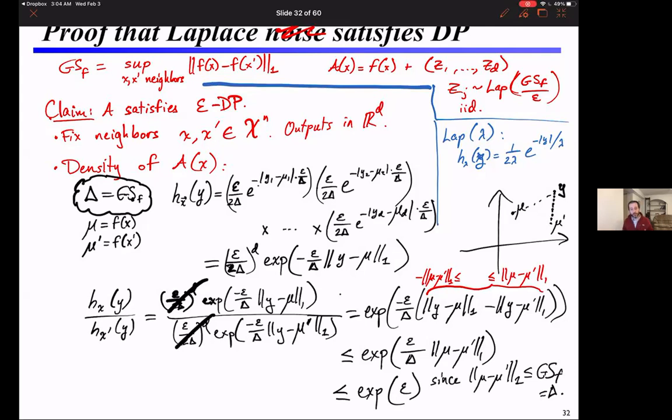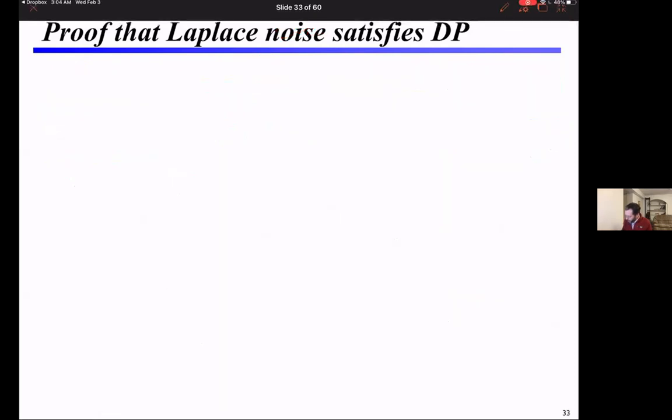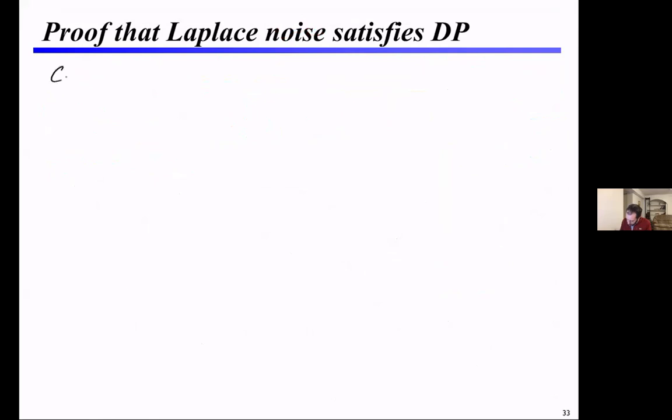Okay, so what have we got? What we've proven is that the ratio of the two densities, so we're comparing two different Laplace distributions, one centered at mu, okay, it's this multi-dimensional thing, but who knows, and one centered at mu prime. So we're comparing these two distributions, and what we've got is their densities are not too far apart. So in order to complete the proof, let's consider some event.